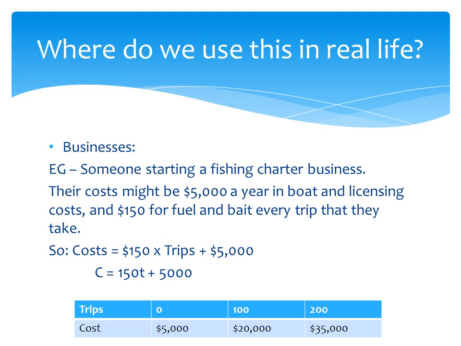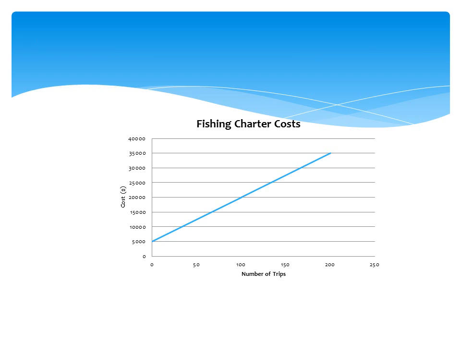Well, if there are 0 trips, the cost is going to be 150 times the number of trips, which is 0, plus $5,000. So the cost is going to be $5,000. If I have 100 trips, the cost is going to be 100 times 150, which is $15,000 plus the $5,000, $20,000. Similarly, the cost if there's 200 trips, 150 times 200 is $30,000 plus the $5,000 extra. So we now know the cost for different numbers of trips.